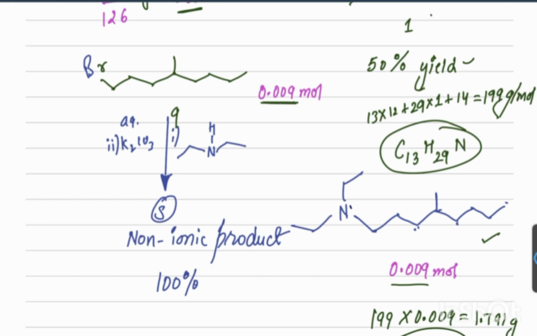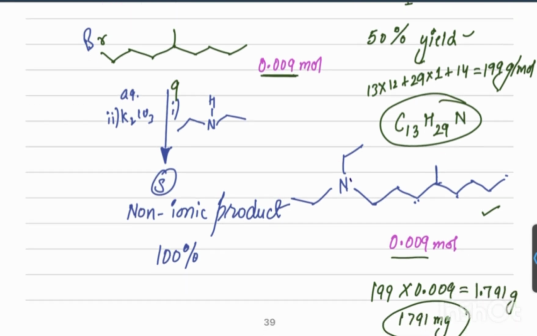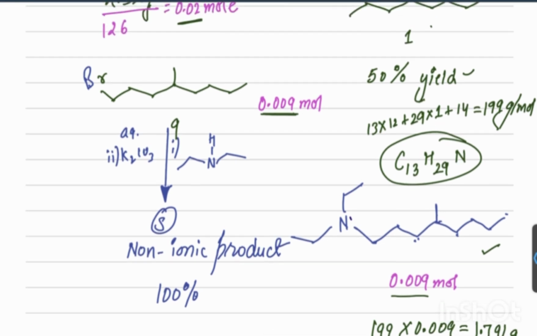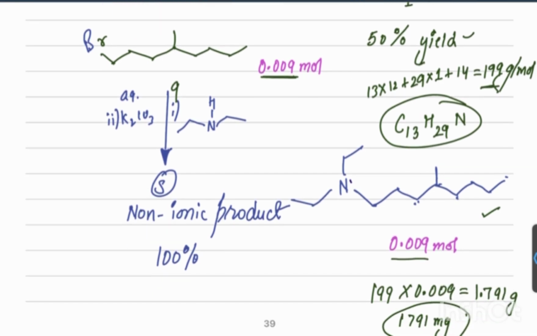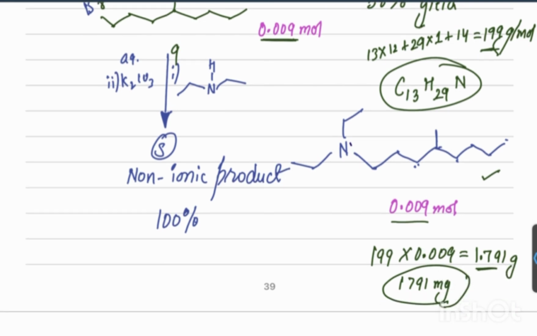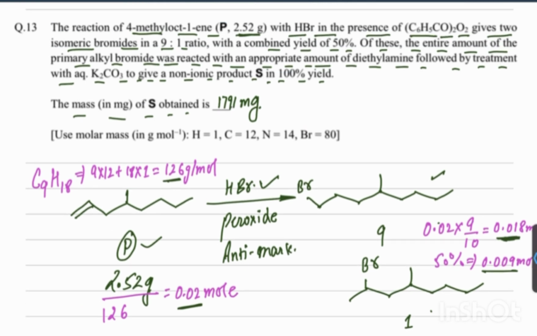Now when we calculate the mass, the molar mass of this should be 199. Here I have calculated it. So when we multiply this 199 with this, we will get 1.791 gram, which is 1791 milligram. That's why the answer should be 1791 milligram. That's why the answer is this.